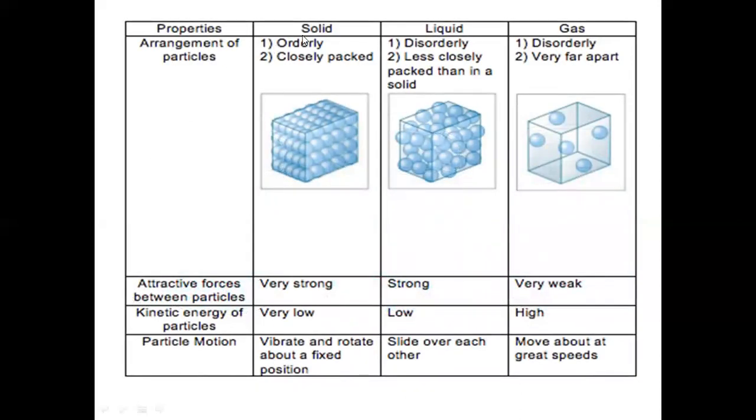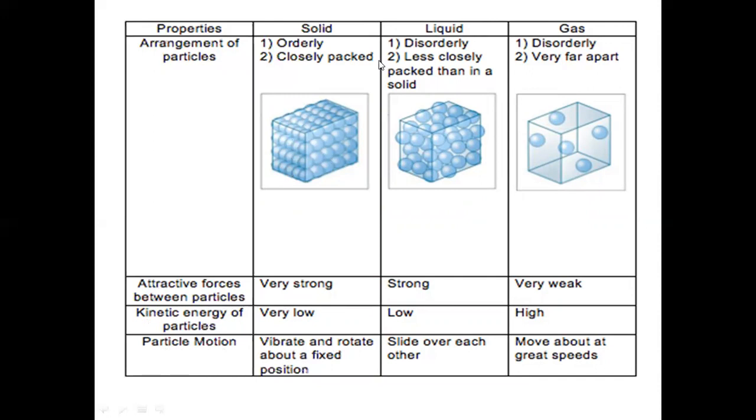Here, the particles of solids, liquids, and gases are again summarized in this table. The solids have particles which are arranged in an orderly manner, and they are in a closely packed lattice, as seen here. The attractive forces between the particles of solids are very strong, and the kinetic energy of the particles is very low. In terms of particle motion, the particles of a solid are only able to vibrate and rotate about a fixed position.